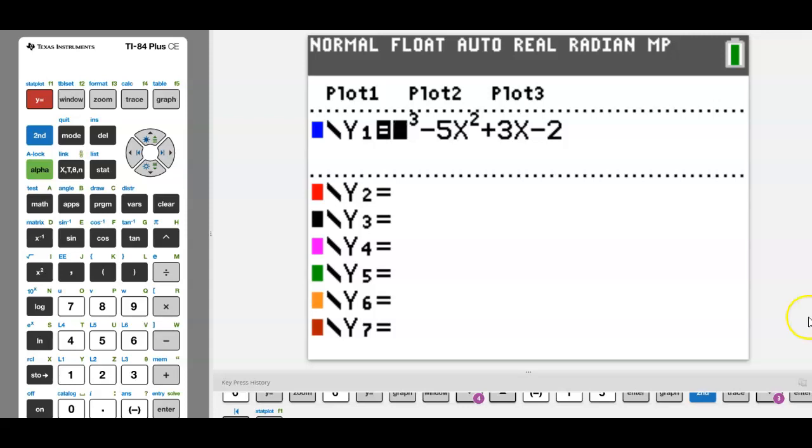Hi everyone, this is Mr. Beckstrom, and today I'd like to go over finding the turning points of a polynomial function on the graph.